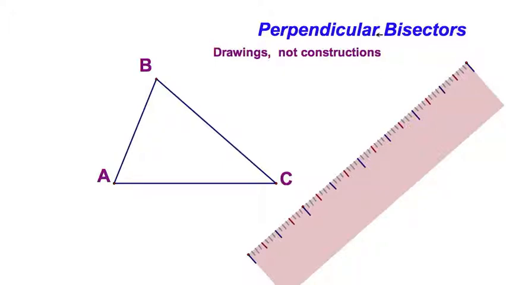Well, let's do some drawings, not constructions. And we are going to revisit our friends, the perpendicular bisectors. You remember those guys. And, well, this drawing, I've got a random triangle here, and I've got these given midpoints. Well, that's going to make it a lot easier if we're just drawing. See, remember, we're going to do the construction later.